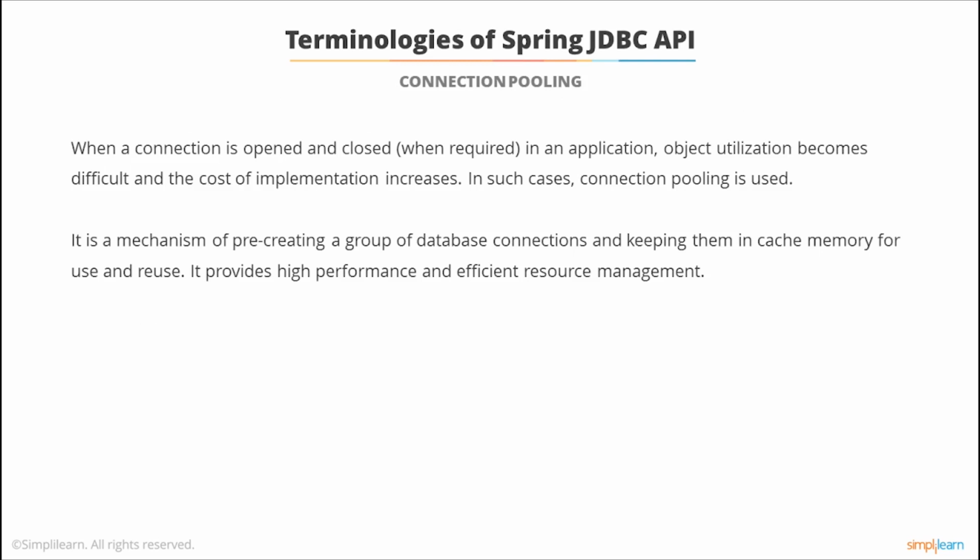The terminologies of Spring JDBC API. When a connection is opened and closed when required in an application, the object utilization becomes difficult and the cost of implementation increases. In such cases, connection pooling is used. It is a mechanism of pre-creating a group of database connections and keeping them in cache memory for use and reuse. It provides high performance and efficient resource management.